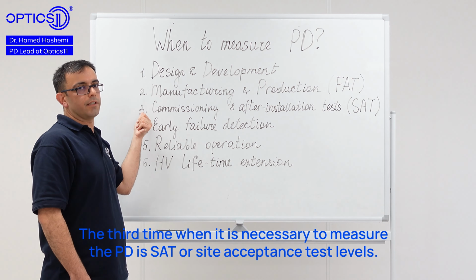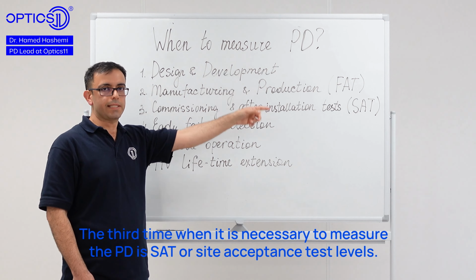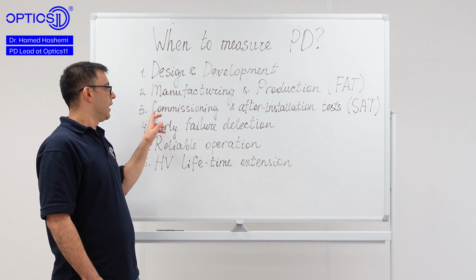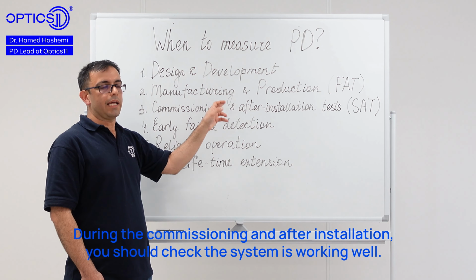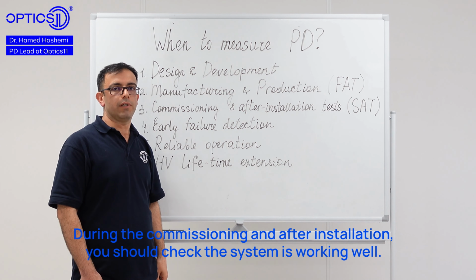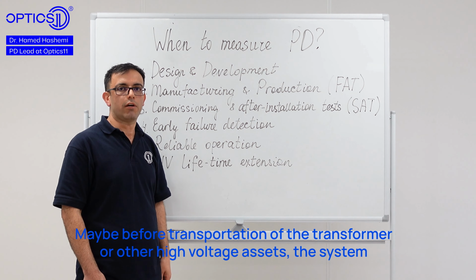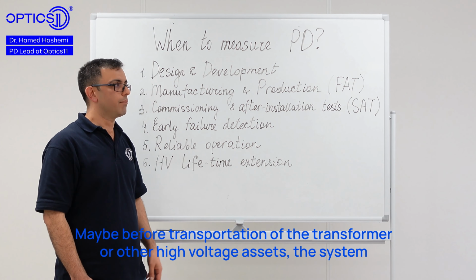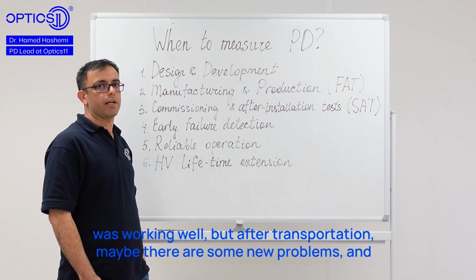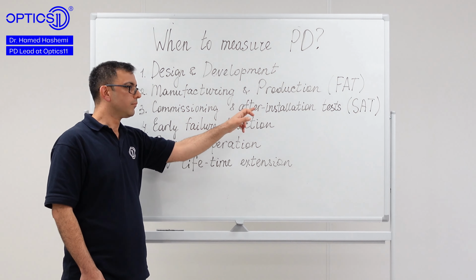The third time that it is necessary to measure the PD is SAT, or Site Acceptance Test levels. During the commissioning and after installations, you should check the system is working well, because before transportation of the transformer or other high voltage assets, the system was working well. But after transportation, maybe there are some new problems. You should measure the partial discharge.